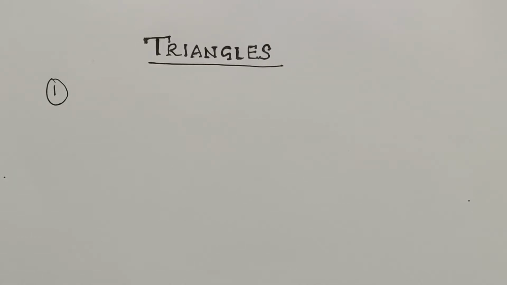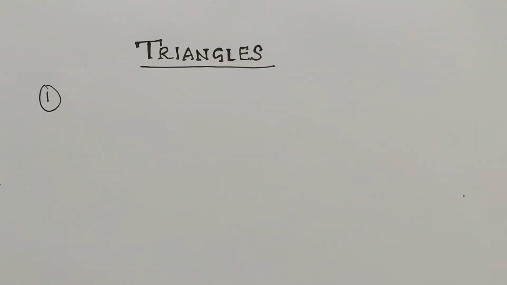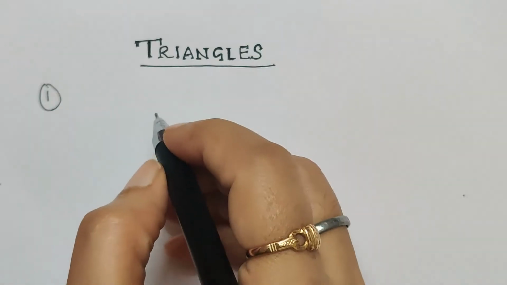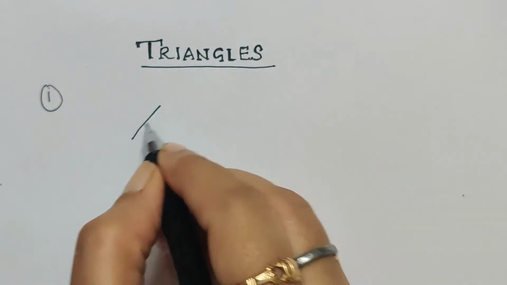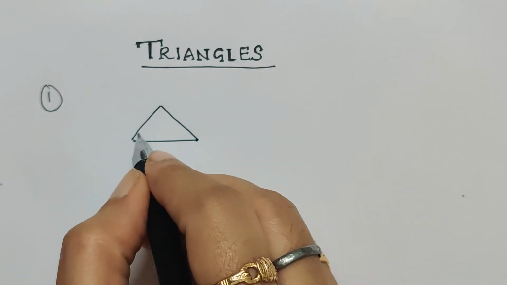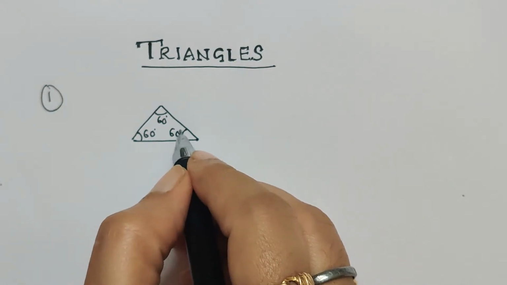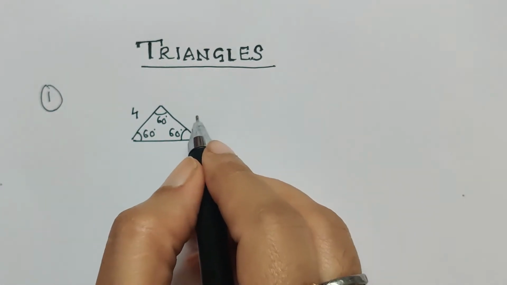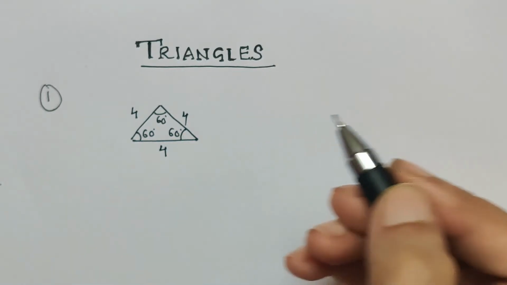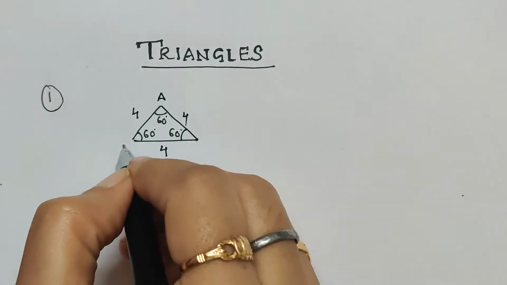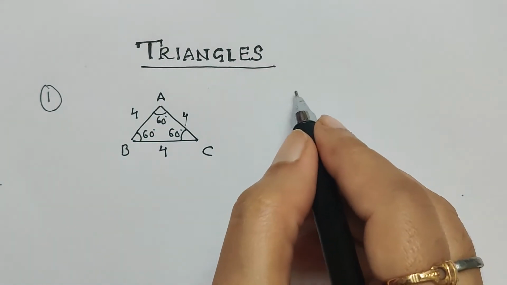Hello friends, in this video I'm going to explain the similarity of triangles, for which I will take an example and explain how we can prove that the given two triangles are similar. For example, I have one triangle having all the angles 60 degree and the side is, let us say, 4 centimeter each, and let us choose another triangle.